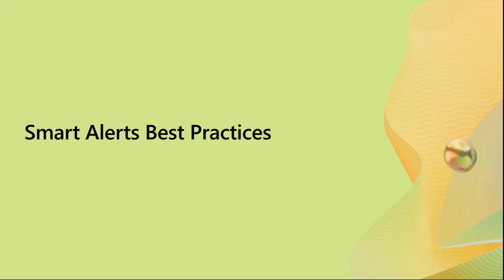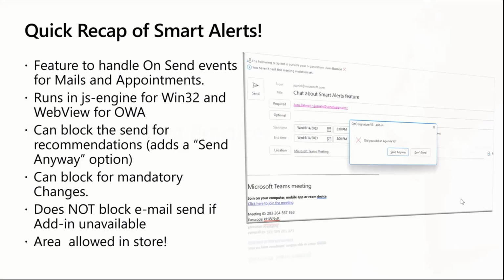Now I want to switch gears and talk about Smart Alerts best practices. Smart Alerts is a feature that we shipped not so long ago, probably like 6 months or 1 year ago, depending on if you're in the semi-annual channel or in the current channel. But basically, what is Smart Alerts? People were asking in the call earlier about the on-send event. So we do have the on-send event here. Smart Alerts is basically a feature to handle an on-send event for emails and appointments.